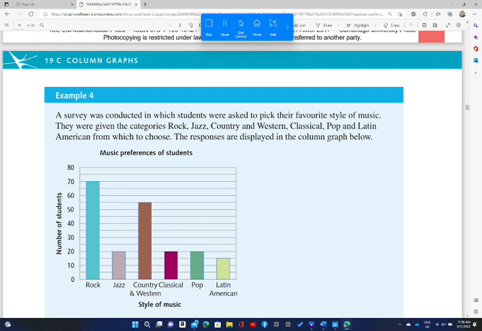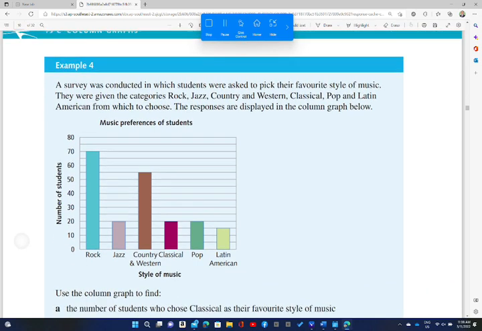Now, were there any that had the same amount of listeners? Classical and jazz, classical and pop. Yeah, there are 3 of them that were the same height. So it's easy to compare these things. Now, they're going to ask you some specific questions about them.